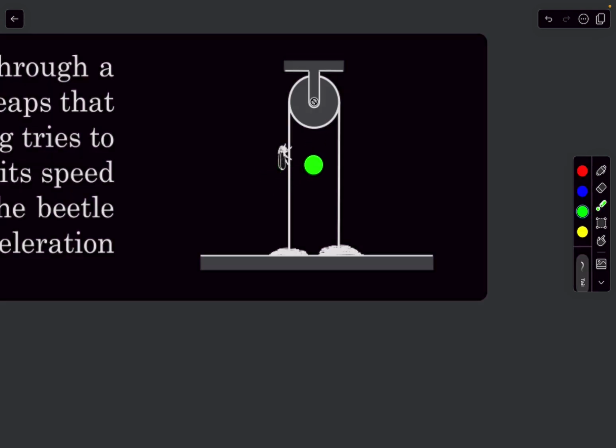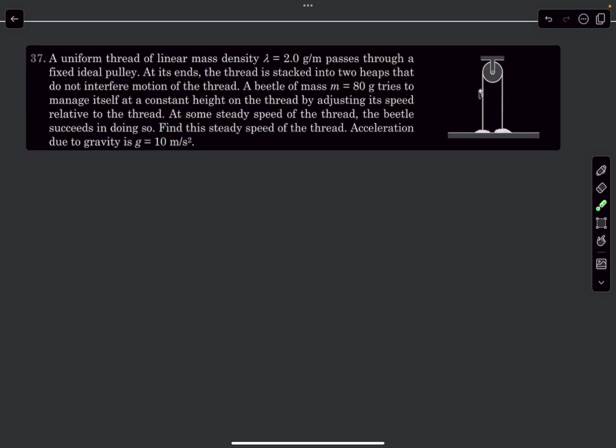So basically what this beetle is trying to do is it is trying to climb up, right? But the rope is going to come down. So in the ground frame, the beetle does not move up or down. Its height relative to the ground is fixed. And they've also mentioned in the question that this happens at some steady speed. Steady essentially means constant, right?